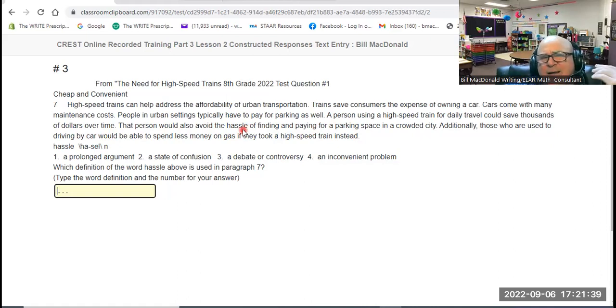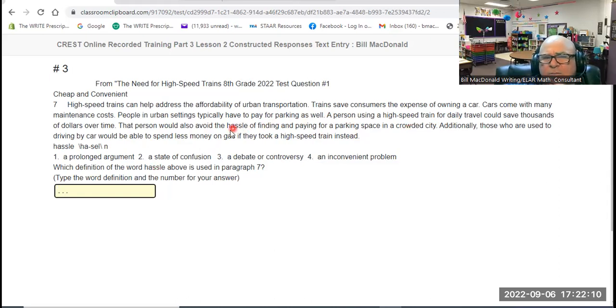So a hassle is something that probably I don't enjoy. Additionally, those who used to drive by car could be able to spend less money. But we're talking about the hassle, the negative connotation of finding and paying for a parking space in a crowded city. So three little pieces of the sentence that will help us.